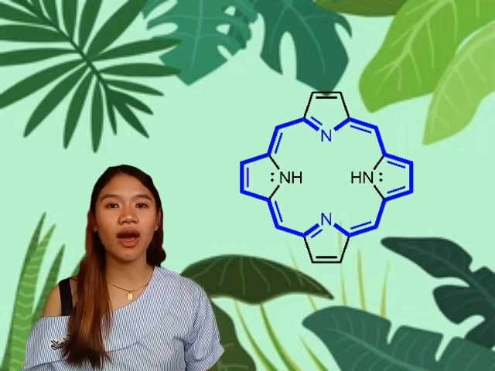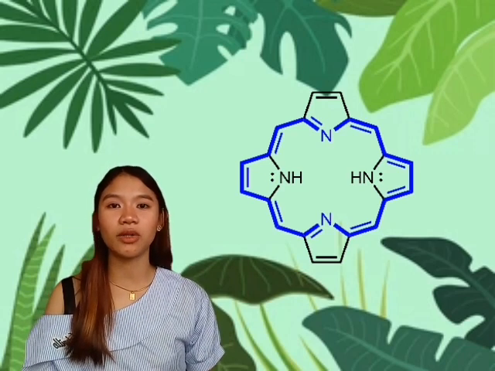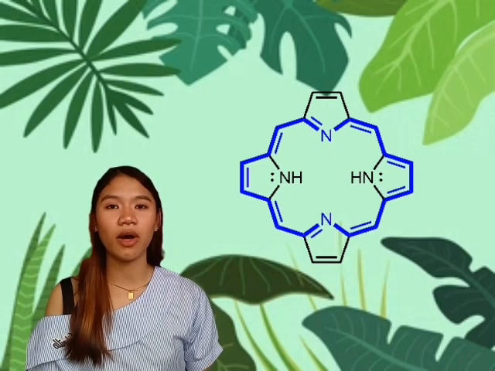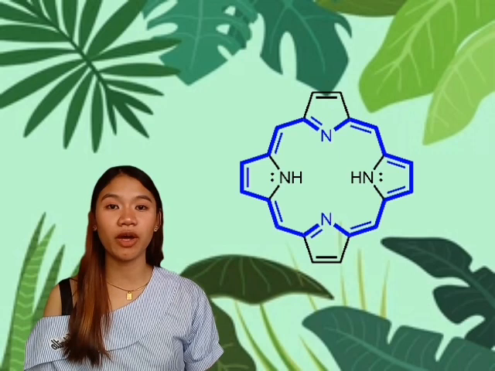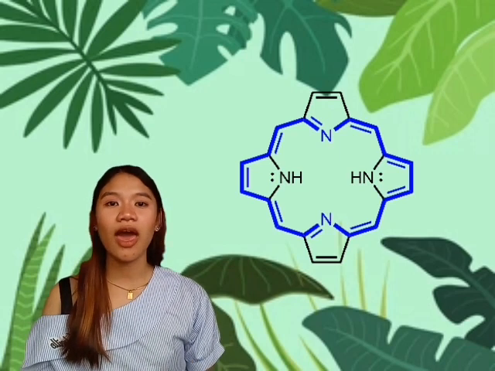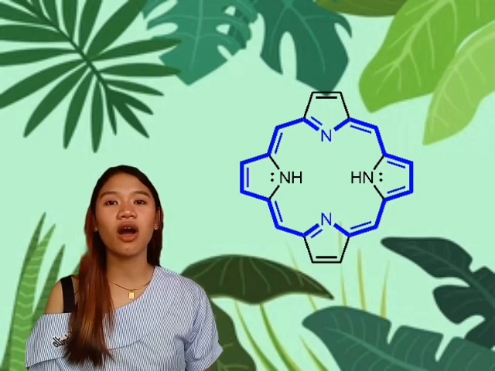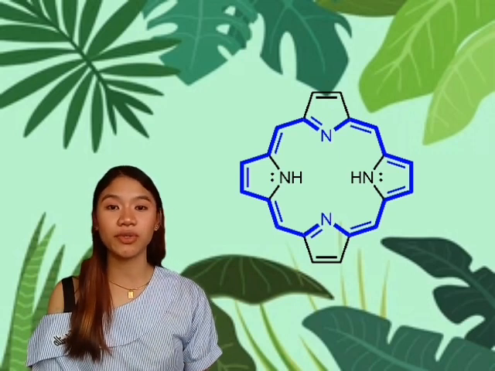We know that natural porphyrin includes the red-colored heme represented in hemoglobin, which is responsible for blood oxygen transport, and chlorophylls in some bacteria and the plants, which are utilized for photosynthesis.